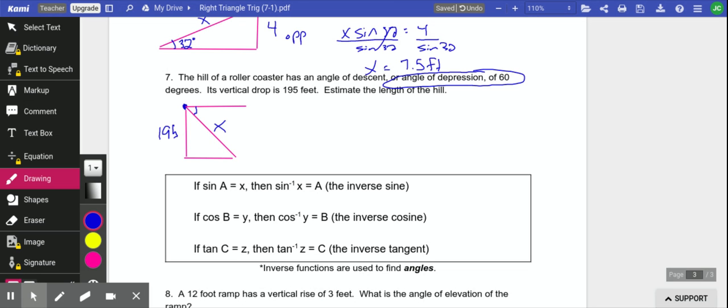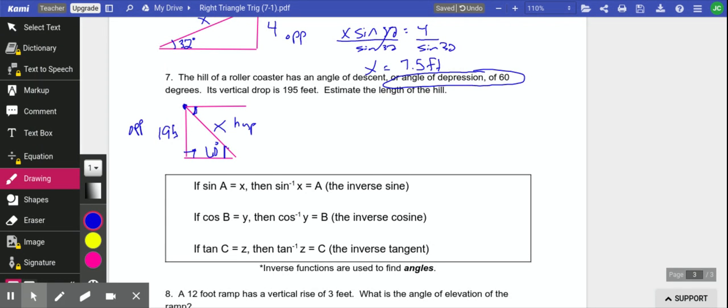Now, that angle is not in the right triangle that we drew, which is somewhat problematic. But if you remember from geometry, alternate interior angles, if this is 60 degrees, this is also 60 degrees. Okay, so we need to make sure we put that angle in the correct spot. Okay, so now we're in the triangle that we need. From the 60-degree angle, 195 is opposite, and x is the hypotenuse.